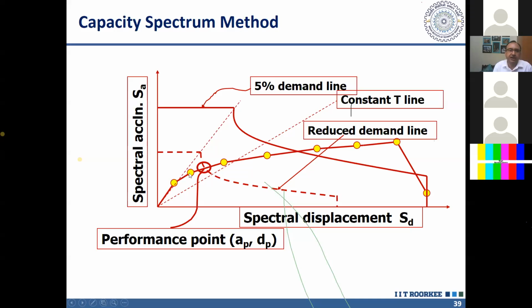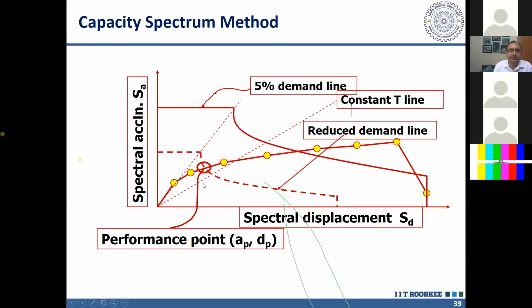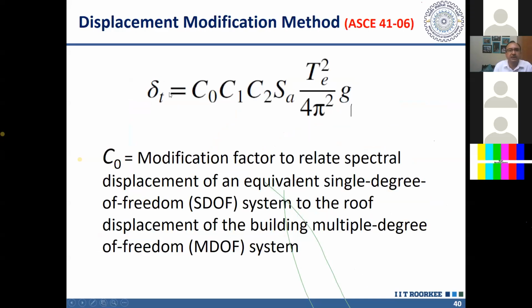But if I want IO, then I have to modify my structure in such a way that the performance point should come here. So this is the simplest method of performance-based design, which is based upon static analysis. But here we cannot take into account the energy dissipation. Okay, an alternate method for obtaining this performance point is in SC41. There you can get this performance point directly by using this equation.